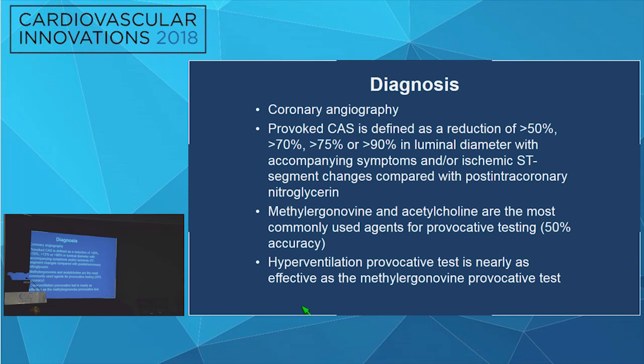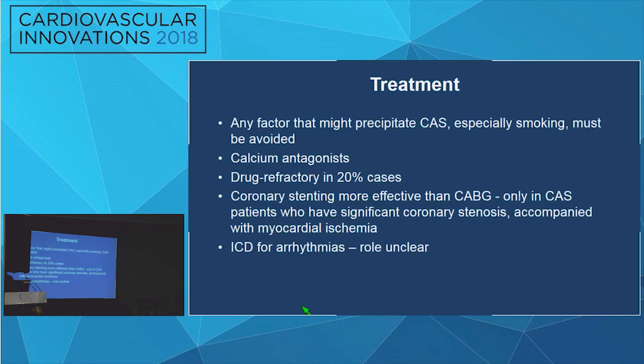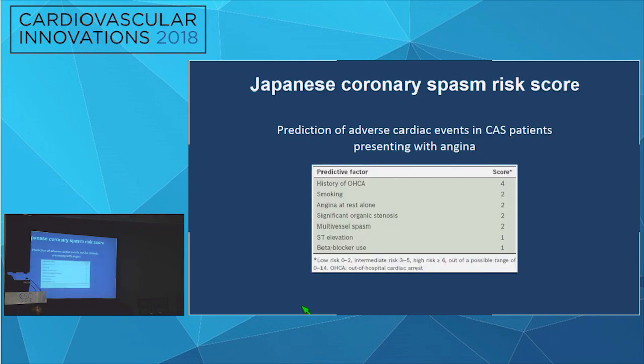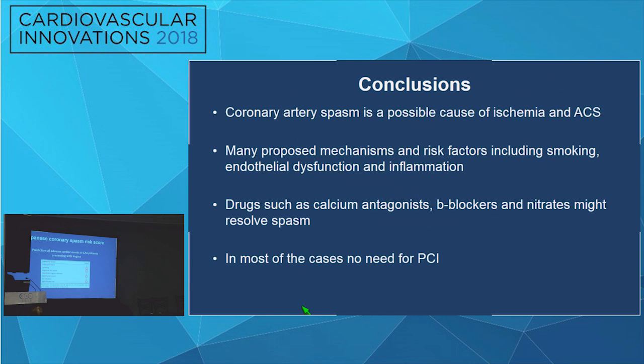And our diagnosis was made with coronary angiography. We never confirmed the diagnosis with provocative tests. And the treatment was medication, only medication. And in these cases, most of the patients are doing fine in the long-term outcome. However, this patient had a multivessel coronary spasm that sometimes has been identified as a predictor of adverse prognosis. And the patient also had a high-risk coronary spasm score that classified him as a very high-risk patient.